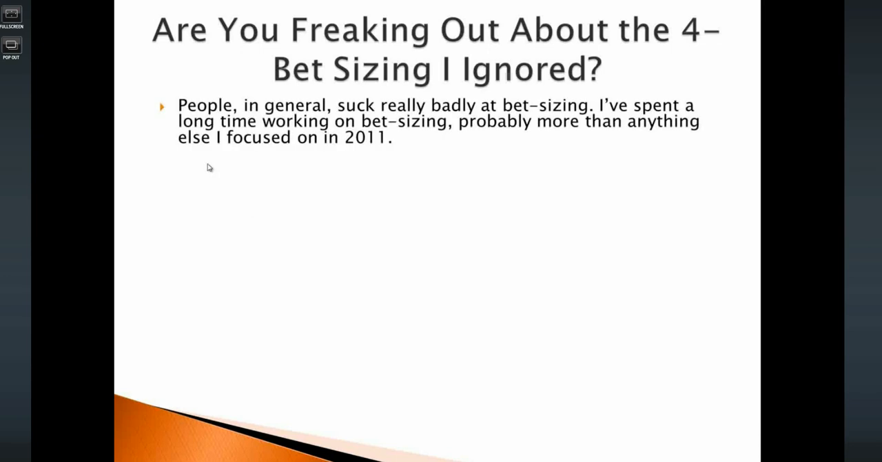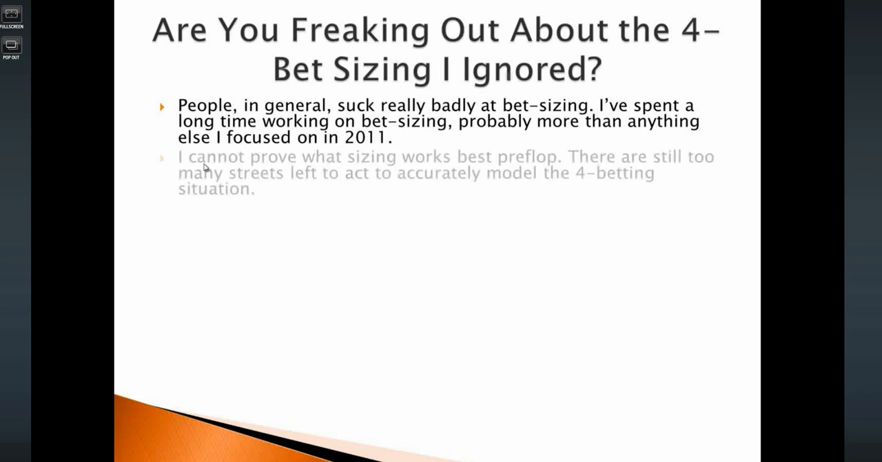People, in general, suck really badly at bet sizing. I spent a long time working on bet sizing, probably more than anything else I focused on in 2011. Bet sizing is a very difficult concept. It's probably the most difficult concept in No Limit Hold'em, that and maybe out of position flop play. Those two are just tough. I cannot prove what sizing works best preflop. There are still too many streets left to act to accurately model the 4-betting situation.